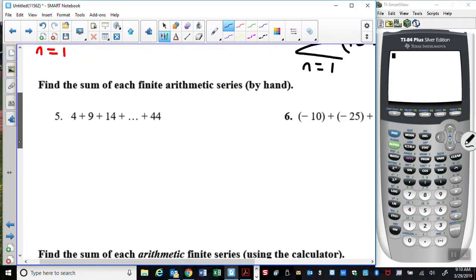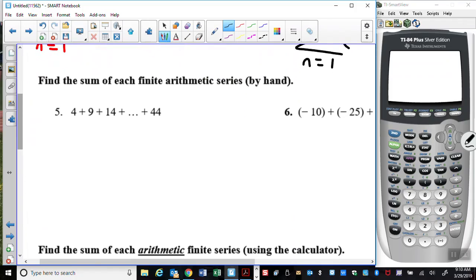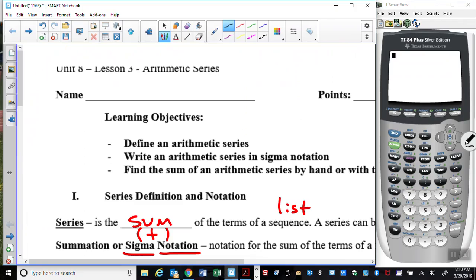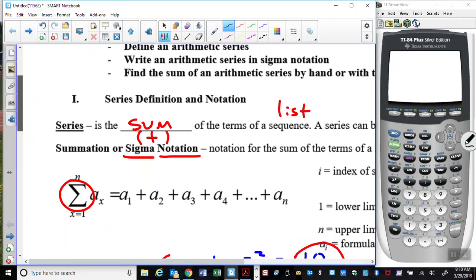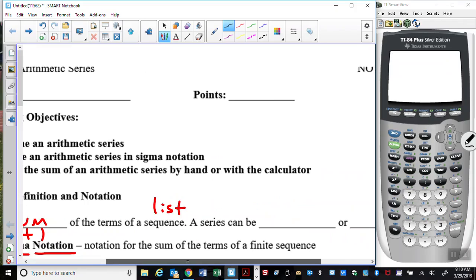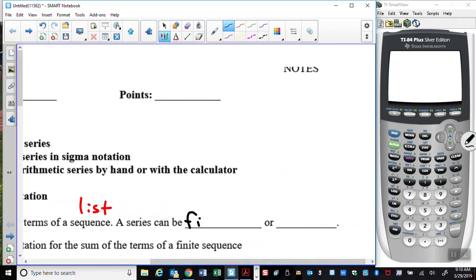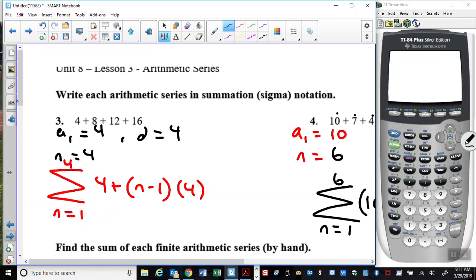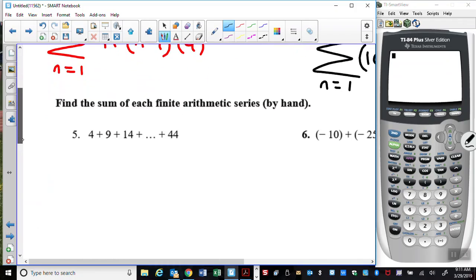So let's find the sum of each finite arithmetic series by hand. On the front, I believe I missed some fill in the blanks here because my screen is shorter. A series can be finite or infinite. We're working with finite series right now. Finite just means they end. Infinite means they keep going, in case you didn't pick that up.